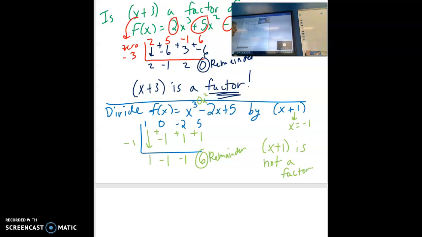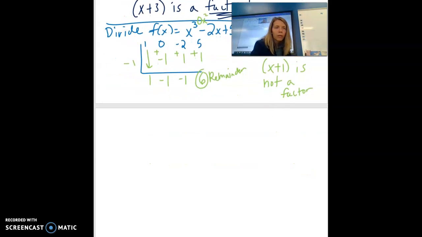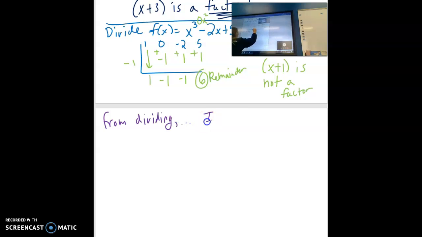So what do I end up getting when I divide? So what I end up getting is a new polynomial. I will get a polynomial from dividing this out. Okay? So from dividing, I get, now I have to turn this into what I will end up with. So this part here is my new polynomial, and 6 is my remainder.